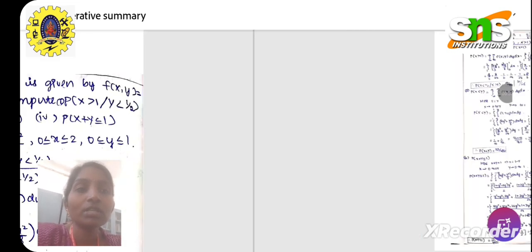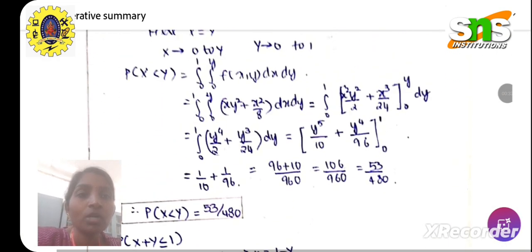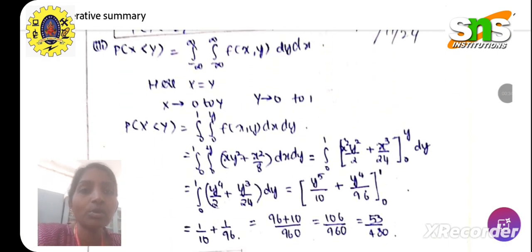Now we will move on to the third subdivision of the given problem. What is our third subdivision? We are asked to find the probability of x less than y, which is always a double integral, minus infinity to infinity f of x comma y dy dx, as per the two-dimensional random variable formula.